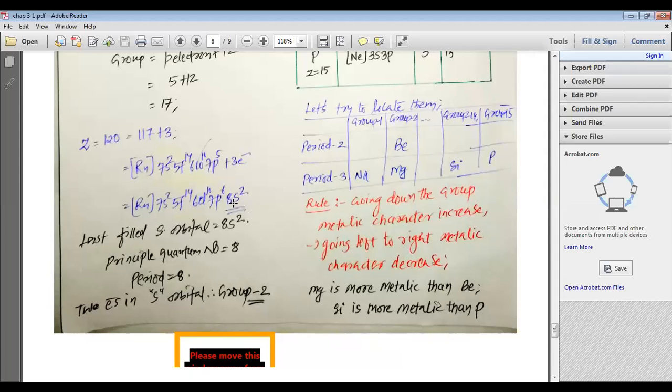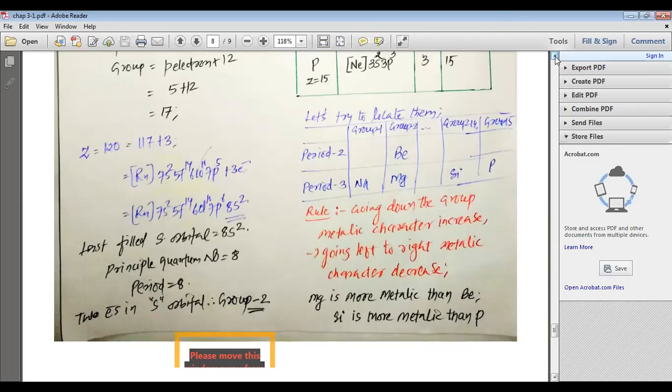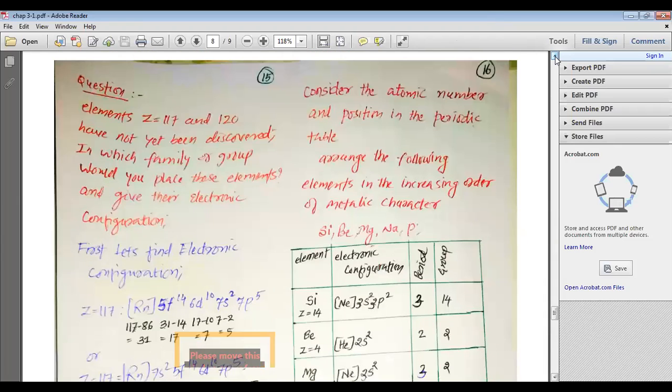These 2 electrons go into the 8s orbital, and that is why the last electron goes to the 8s orbital. So the last filled s orbital is 8s2. So the principal quantum number is 8. So this element has period number 8, and the last electron goes into the s orbital, and the s orbital has 2 electrons. That is why the element has group number 2. So now, my dear students, if you know the atomic number of any element, you can easily identify the group and the period of that particular element.